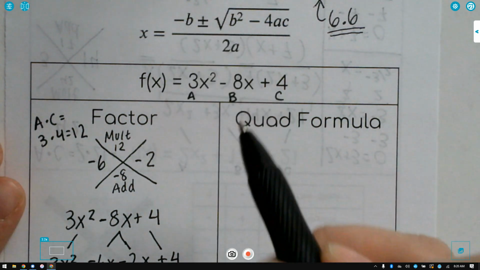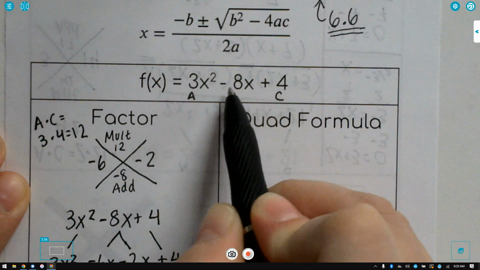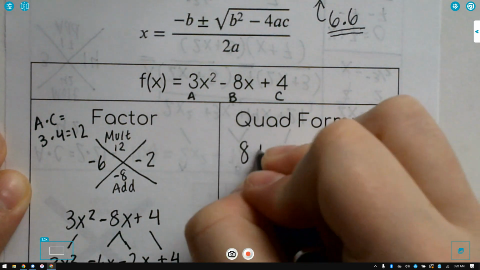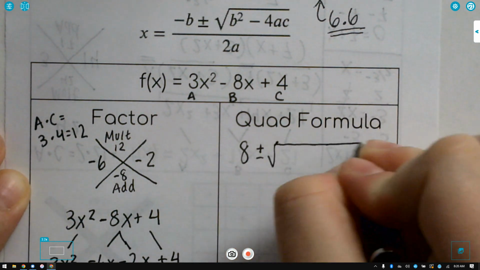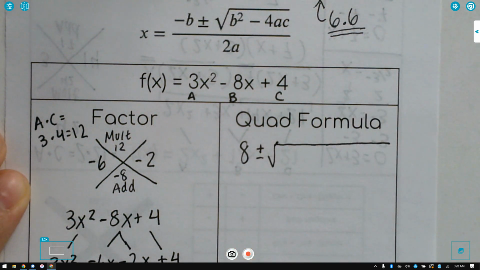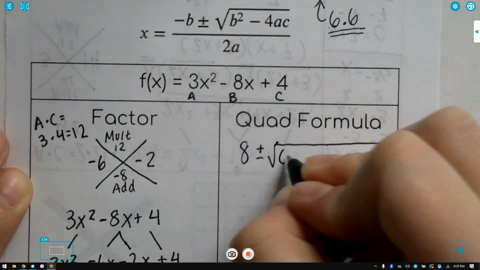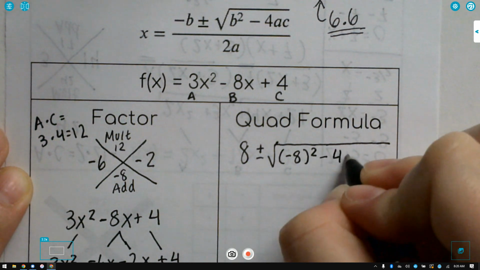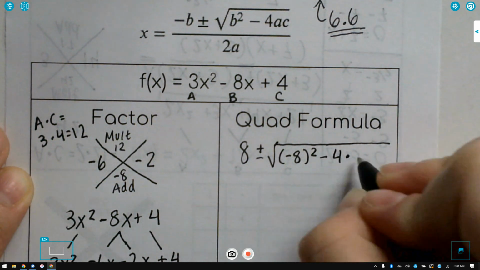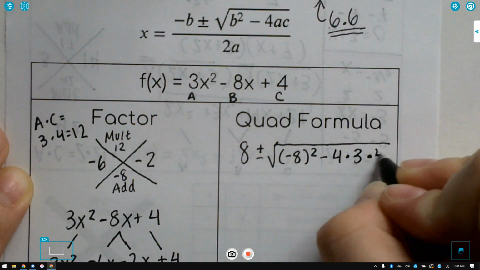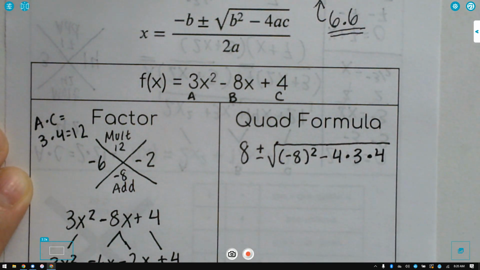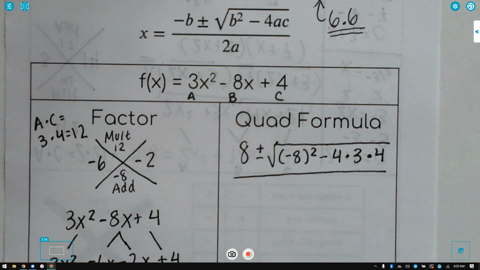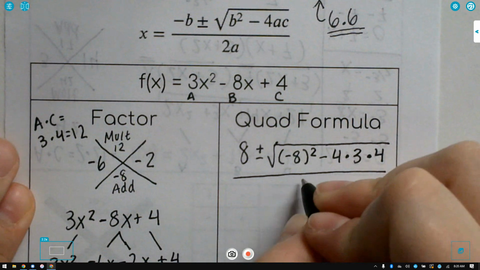X equals -b. So negative b is going to be -8, so that's +8, plus or minus the whole big long square root of b squared, which is -8, squared, minus 4 times my a value is 3 times my c value is 4. And then make that a big long fraction over 2a, which is 2 times 3.